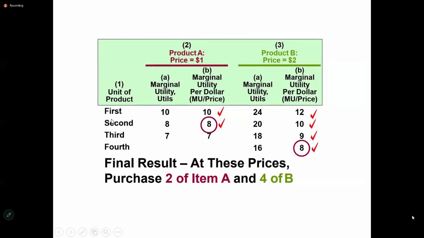Product A, one unit is $1. Then 2 units is $2. Very good.